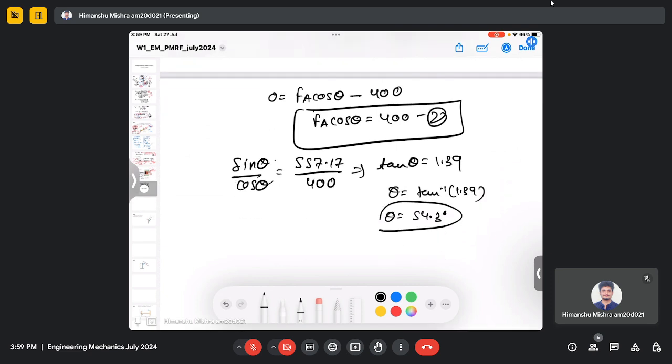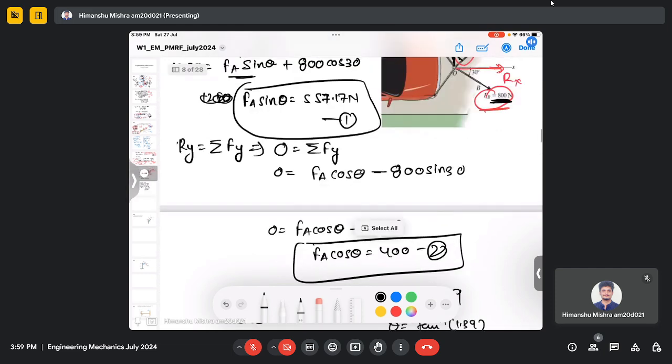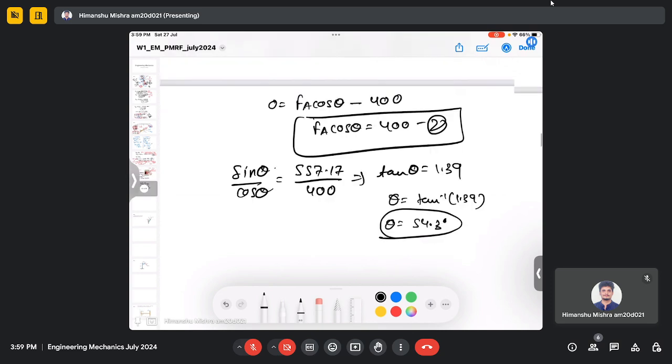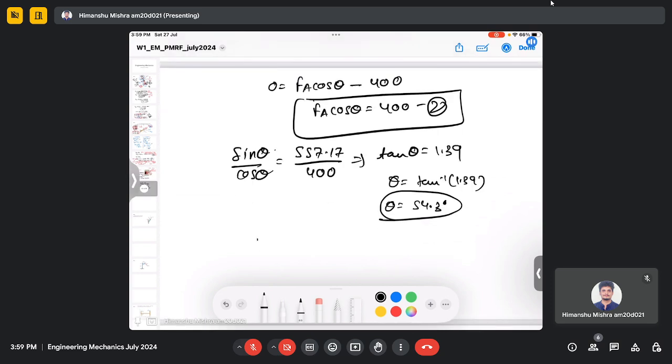Then you can use this theta in either of these equations, either in equation 1 or 2. Let's say I'm using equation 2, so I will get Fa cos 54.3 degrees equals 400. So Fa will be 400 divided by cos 54.3 degrees.